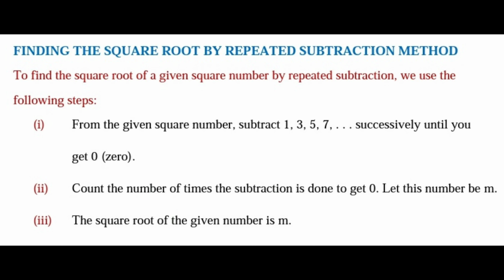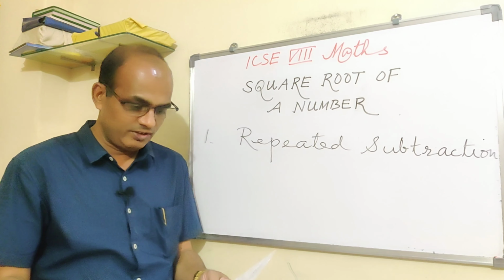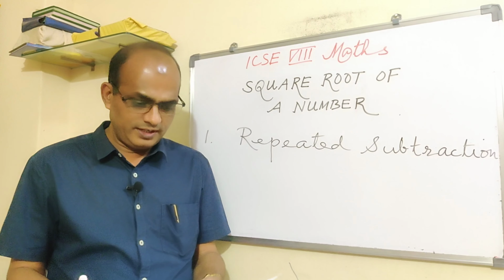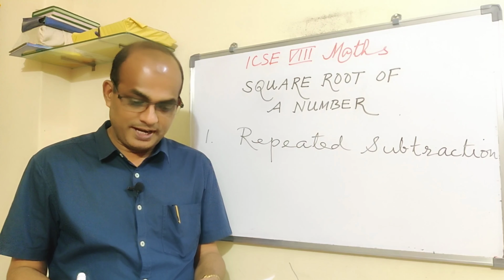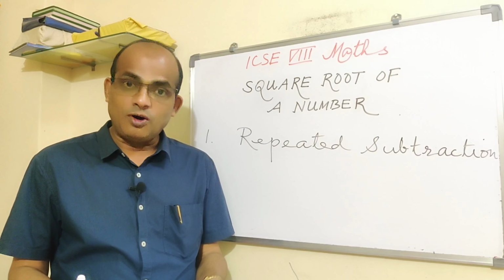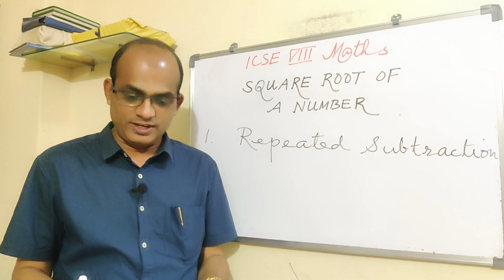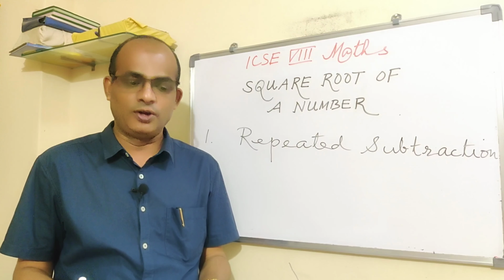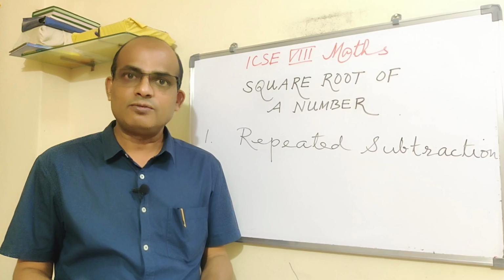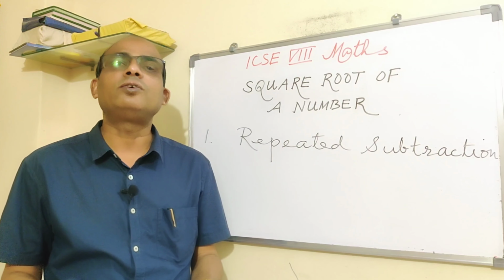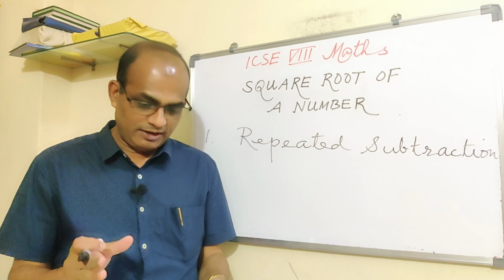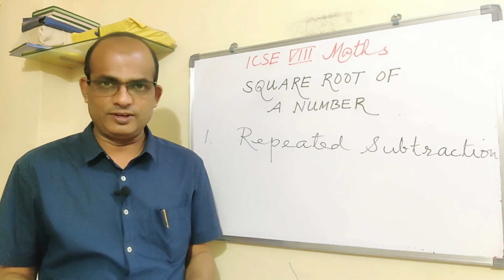Alright. So these are the 3 steps. Now the first question we are taking. Write down the question. By repeated subtraction of odd numbers starting from 1, find if 121 is a perfect square or not. If yes, find its square root. 121. First of all, we have to see if it is a perfect square or not. If it is a perfect square, then we have to find out the square root of 121.